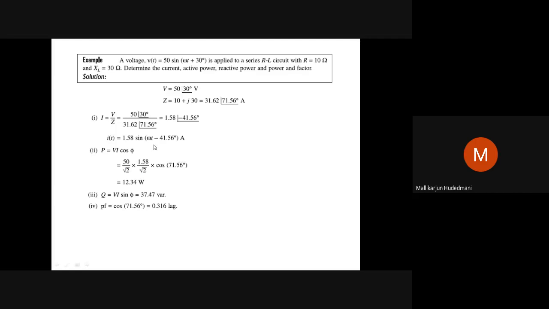So therefore you have here the current instantaneous equation with the value of 41.56, voltage is having 30, total spread angle is 71.56. Cos of that is the power factor. So 0.316 is the power factor. But you can see lag is mentioned.